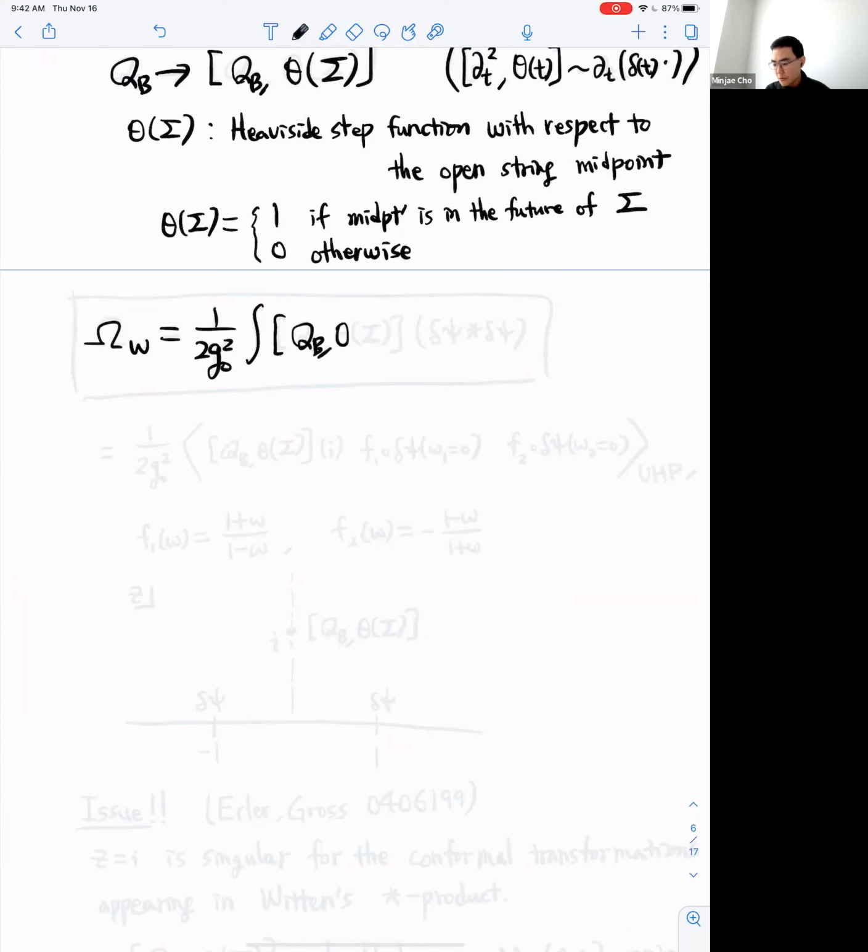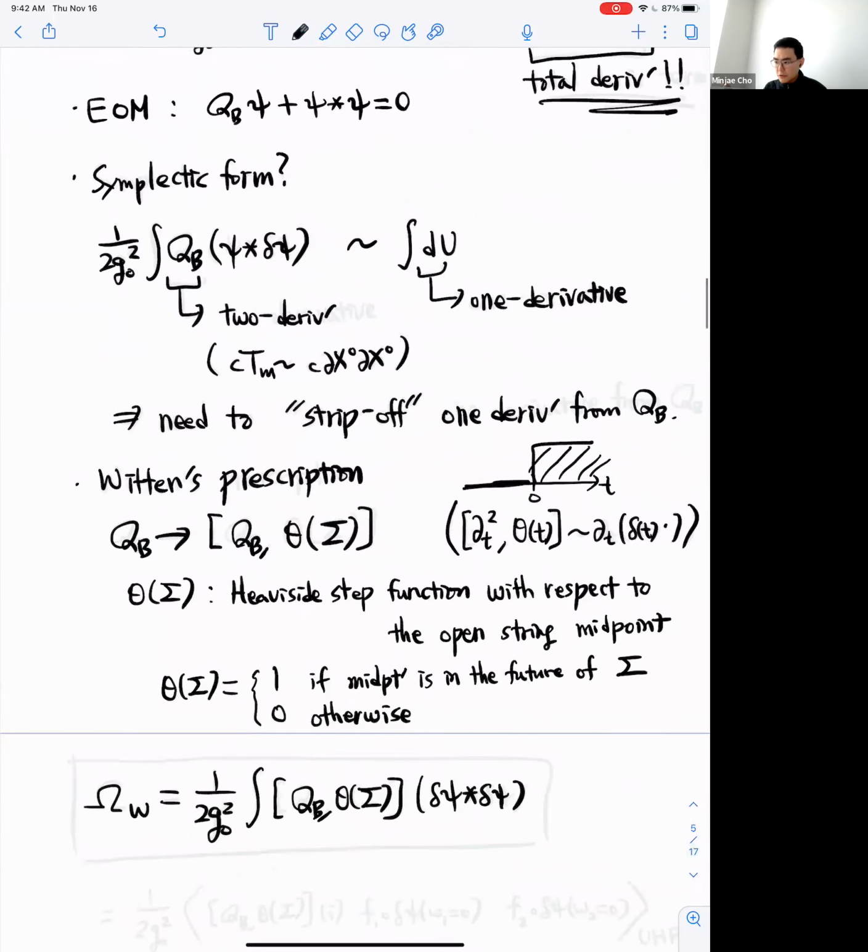So for the total derivative term, we replace QB by this commutator. And originally, let's take a step back. Originally, we had this thing, but if you recall, in order to go from symplectic potential to symplectic form, we had to take one more exterior derivative, right? So that's the reason why it all of a sudden became this one.